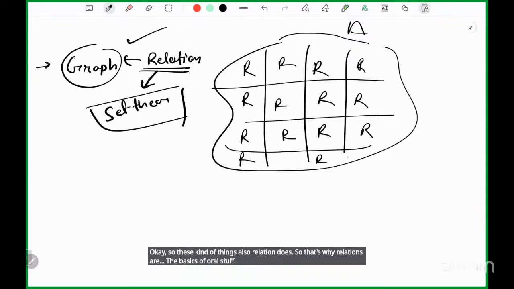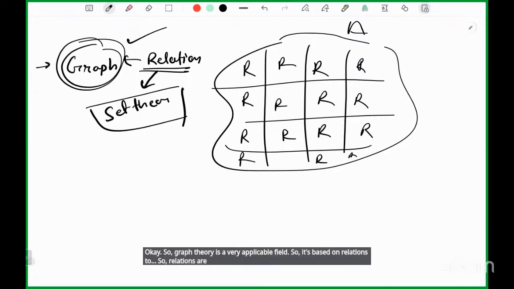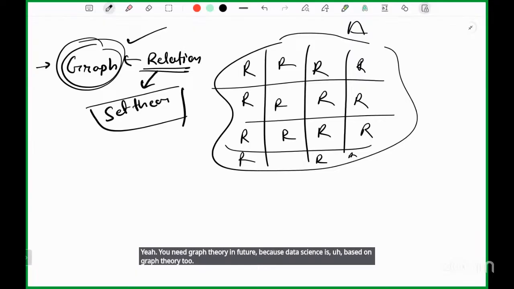Right. So explicitly, I don't know, but implicitly they are there. Okay, so graph theory is a very applicable field. It's based on relations too. So relations are very useful in graph. If you understand relation, it's helpful to understand the graph and their applications. So we will be reading graph theory in future. Yeah, you need graph theory in future because data science is based on graph theory too. Understood.